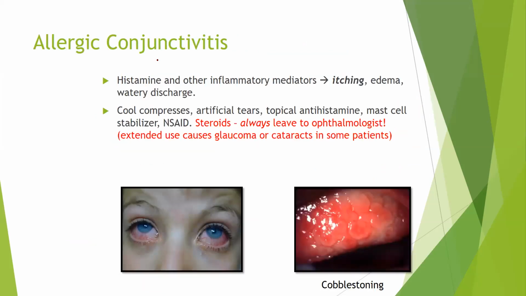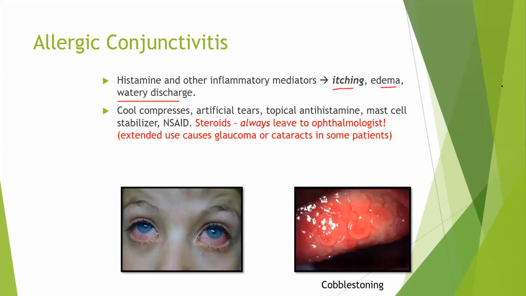Okay, allergic conjunctivitis. So allergic conjunctivitis, this is the lid. They've just kind of folded this lid down, and you can see this kind of cobblestoning like you do in the back of the throat with allergies. So I think that's kind of intuitive. But basically you have this histamine response. You get these inflammatory mediators that cause itching, edema, and watery discharge.